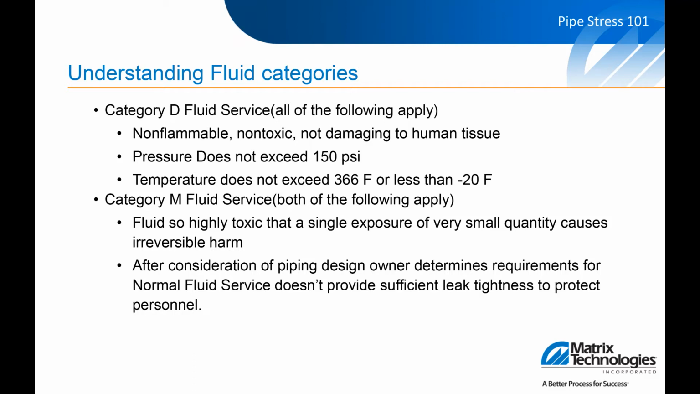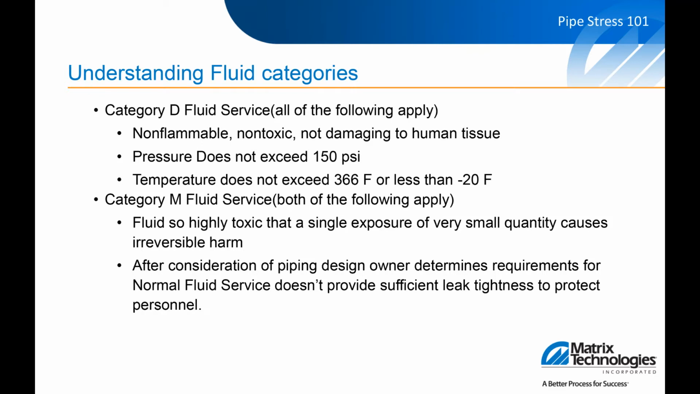Now, the total opposite end of the spectrum is your Category M. This is highly toxic, immediately dangerous to life and health. And it can be flammable as well as being toxic. So there's a higher level of weld inspection, higher quality valves are required, different flange categories are required. So that's the difference between those two.